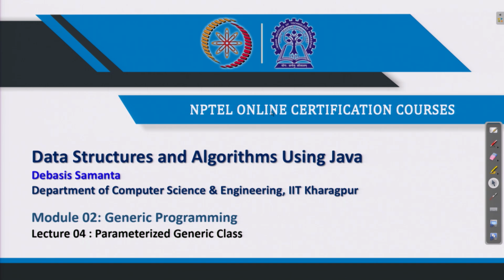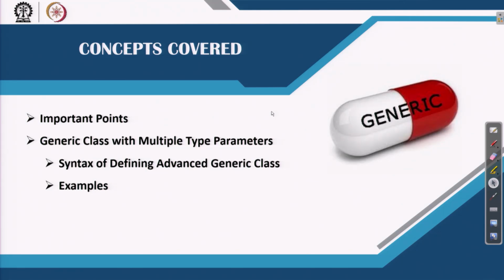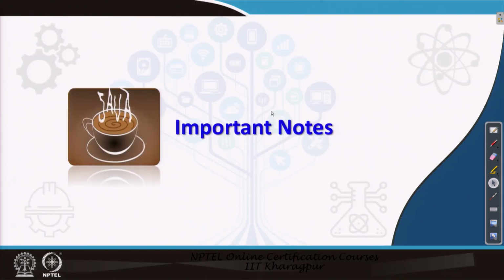Before starting this discussion, I want to go over certain points which are very important to note down. Those points will be discussed quickly, and then we will discuss the syntax of defining a generic class with multiple type parameters, so more than one, and we will illustrate the concept with examples so that you can learn this concept.